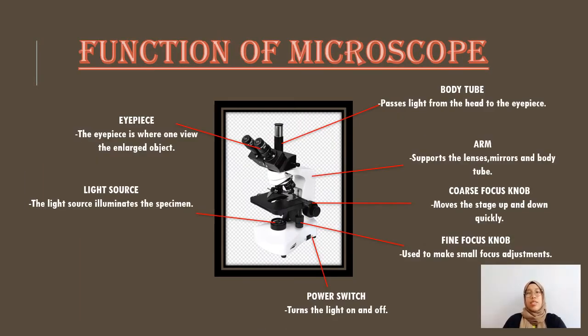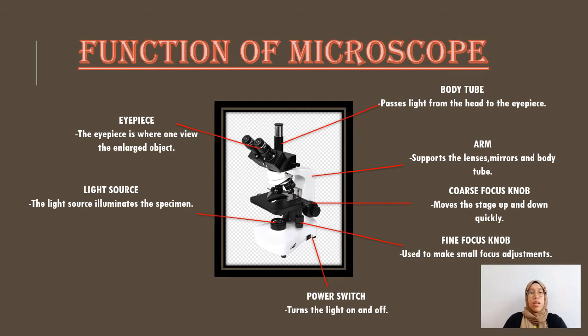So the next is body tube. It passes light from the head to the eyepiece. Next is eyepiece. The eyepiece is where one views the enlarged object. It contains a lens called the ocular that further magnifies the specimen by 10 times. Next is arm. It supports the lens, mirror and body tube. The microscope should be carried with one hand holding the arm and the other under the base.